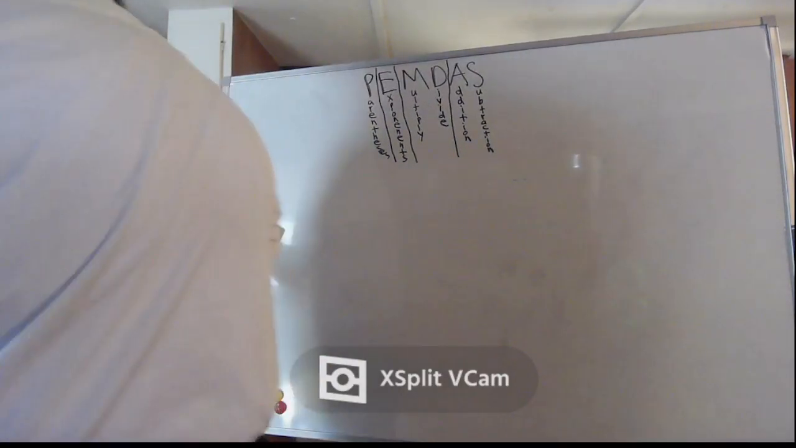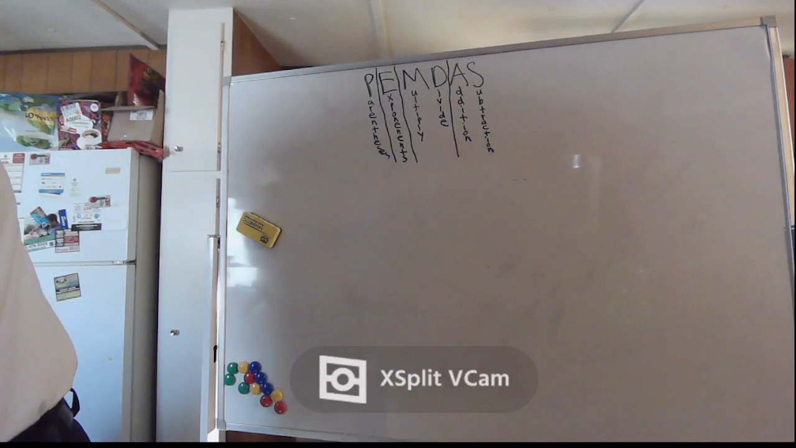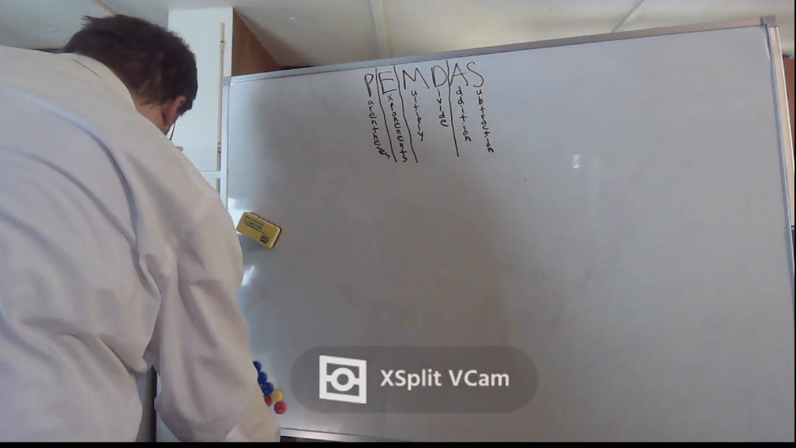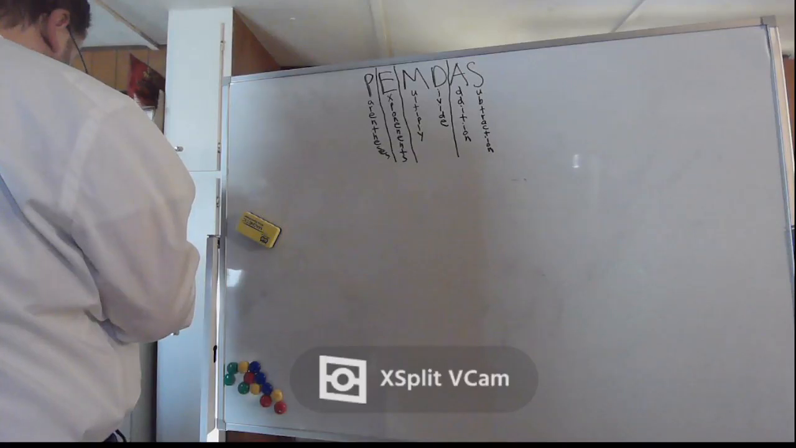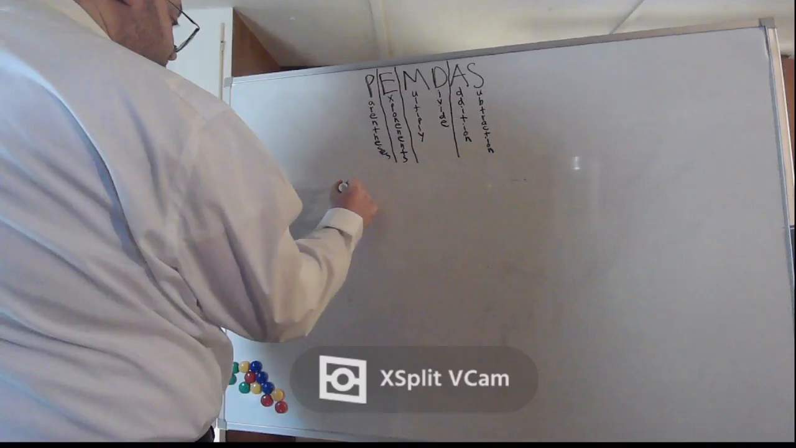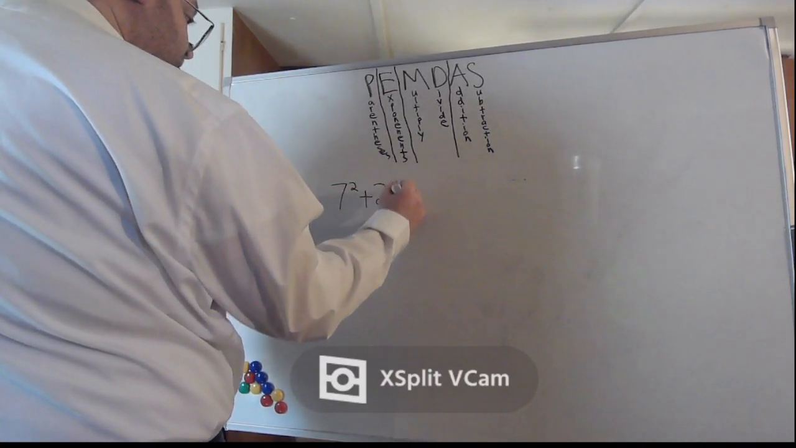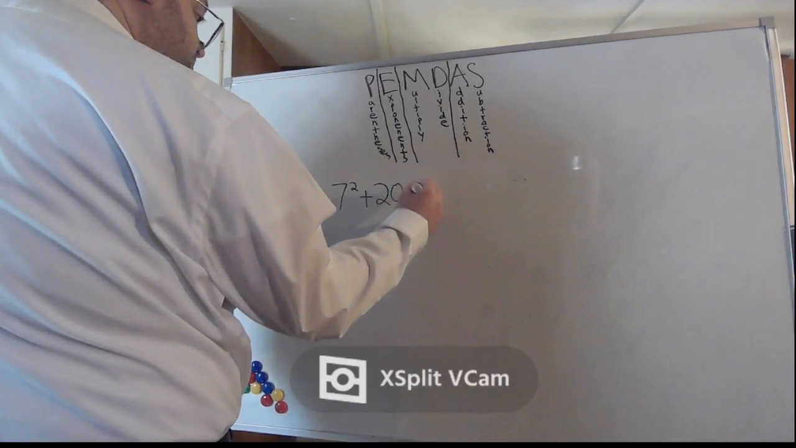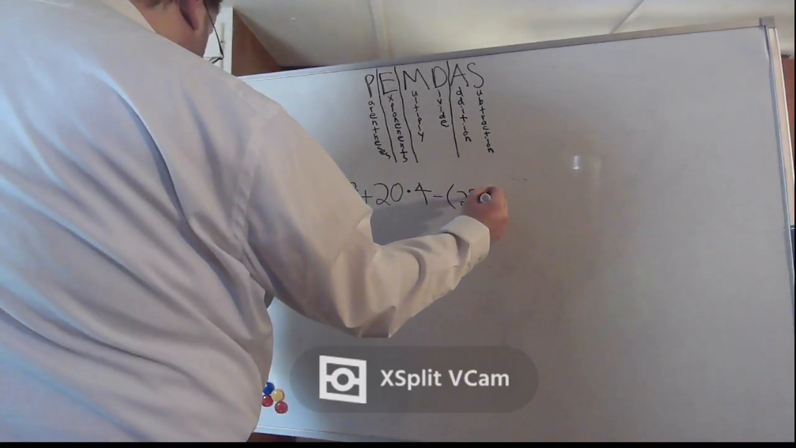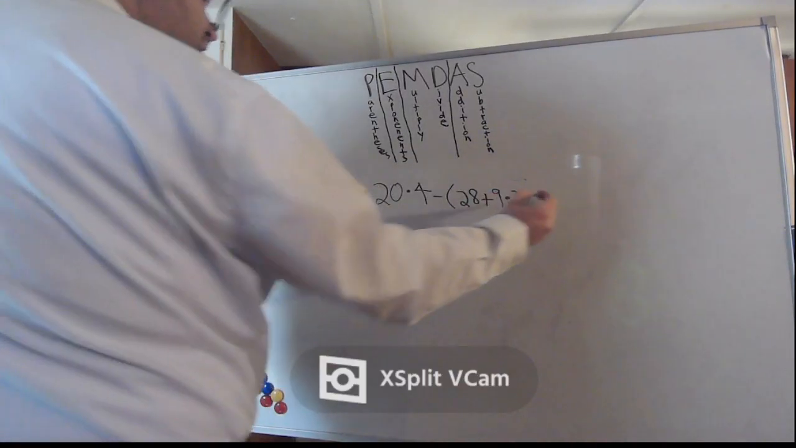I think I finally found an equation that will incorporate elements of all of them. It's going to be this one here. We have 7 squared, 7 to the second power, plus 20 times 4 minus, in parentheses, 28 plus 9 times 2. Alright.